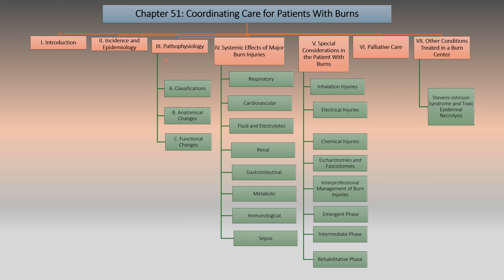Number 3, pathophysiology. We are in pathophysiology. This section explains how burn injuries are classified and how they affect the body at the cellular level. Classification by depth, so it's a modern terminology. The traditional first, second, and third degree system is replaced by depth classification to better describe tissue damage.